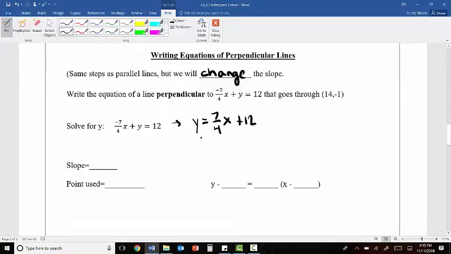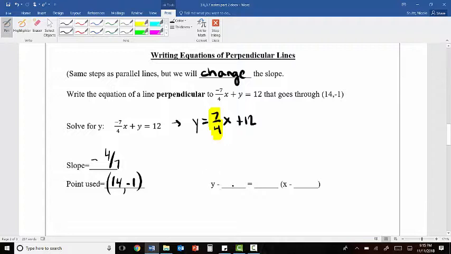Okay. So my current slope right now is 7/4. But if you want a perpendicular slope, you have to change the sign and flip your fraction. And the point that you're supposed to be using for this new line is (14, -1). And that's it. That's the information now.